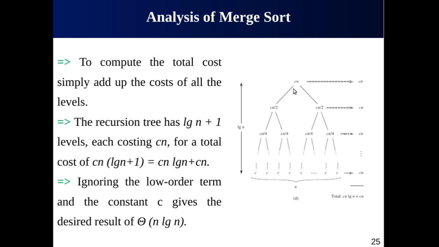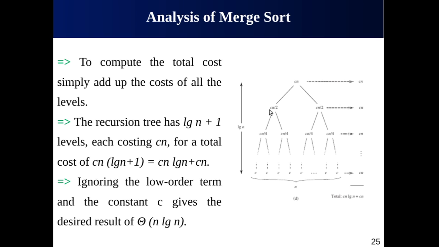So this is the process. We continue breaking down into subproblems until we get to a situation where we have only one node at each, you can say, the leaf nodes. So here what is important to note is the cost at each level. At the root level we have the cost of Cn actually. So the top level has a total cost Cn.